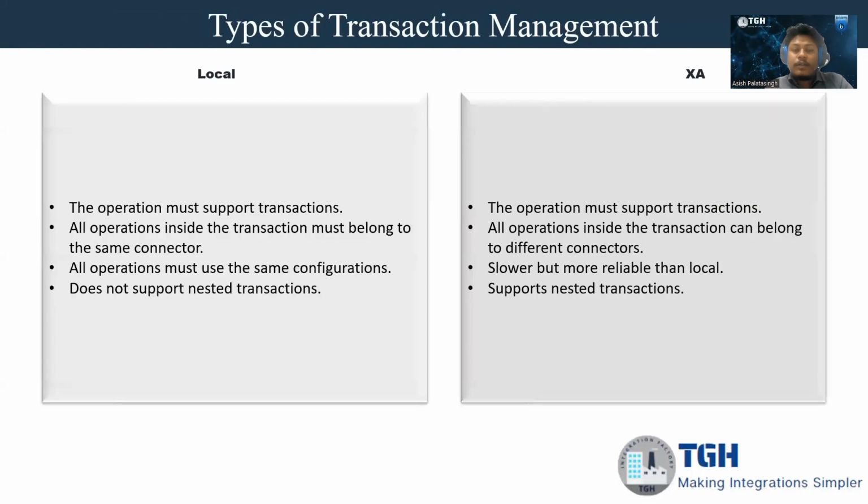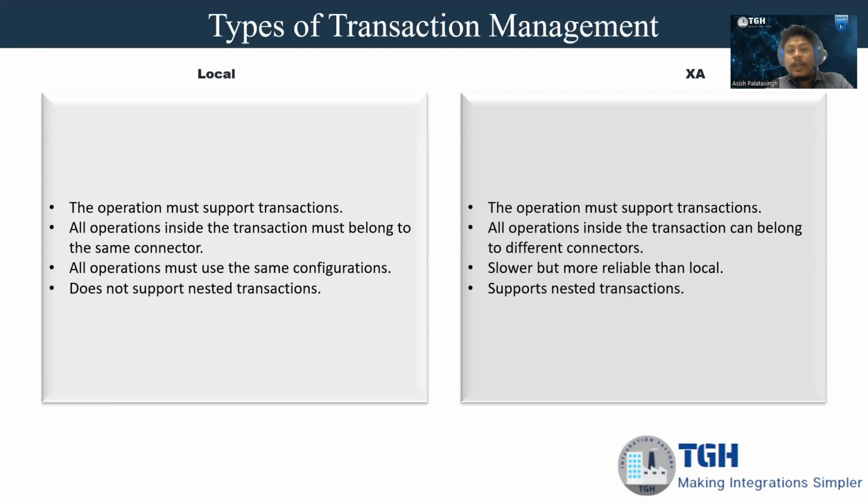Now let's see the difference between local and XA transaction management. In local transaction management, the operation must support transactions, and all operations inside the transaction must belong to the same connector. As I said before, if we are using multiple connectors of different modules, or the same module's connector with a different configuration, then local transaction management will not support that transaction. In a local transaction, all operations must use the same configuration, and local transactions do not support nested transactions.